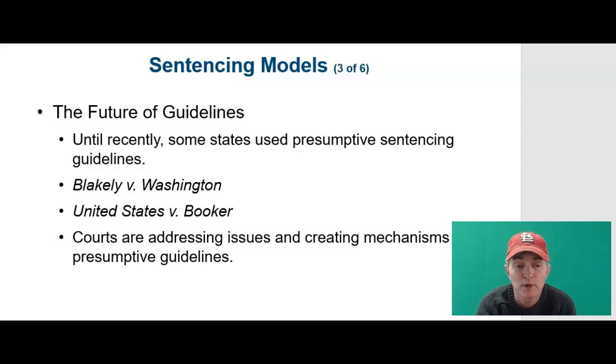And before these Supreme Court cases, presumptive guidelines had been criticized as being rigid, harsh, overly complex, and disliked by the judiciary. State and federal courts are now addressing these issues and creating mechanisms for proper administration of guidelines. Although the guidelines are now advisory rather than mandatory, they still have a great deal of impact on sentencing decisions.